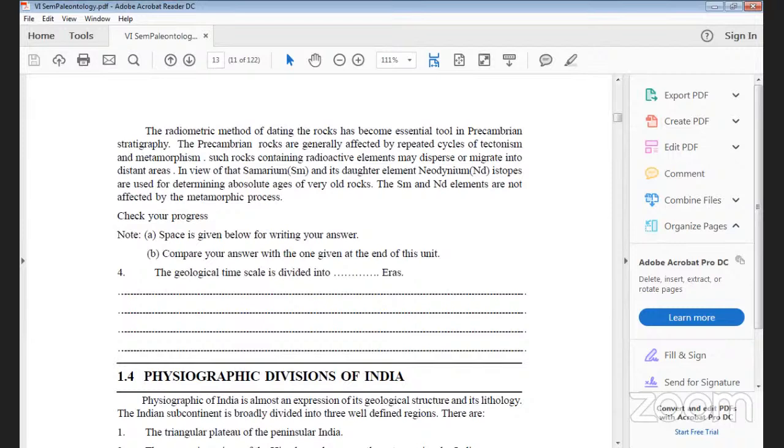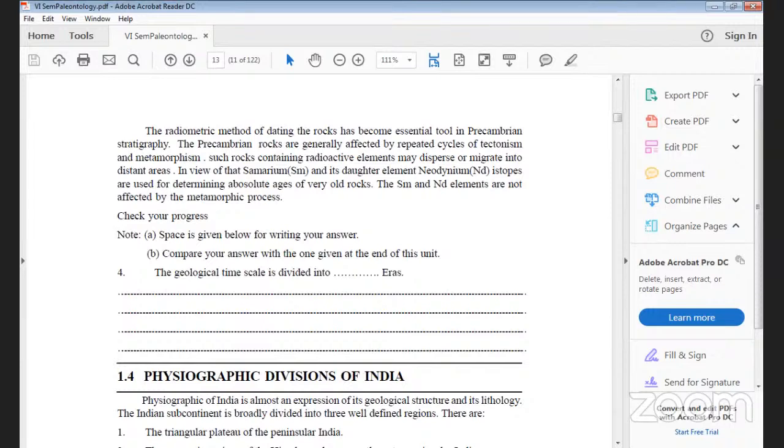The radiometric method of dating these rocks has become a very essential tool in Precambrian stratigraphy. The Precambrian rocks are generally affected by repeated cycles of tectonism and metamorphism, because they are impacted by these two processes. The rocks containing radioactive elements may be dispersed and migrated into distant areas.